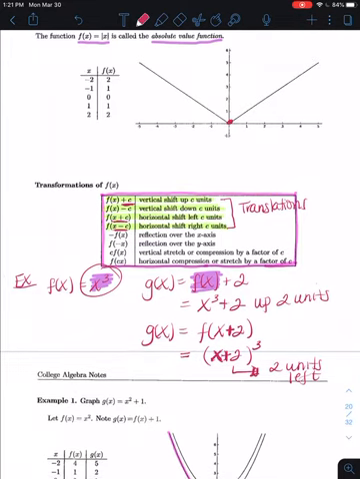So this would be a nice little chart to have in front of you. Notice when it says x plus c, this is a horizontal shift left c units. I'm going to show you this in Desmos. Desmos is really good because you can use function notation and see what happens.